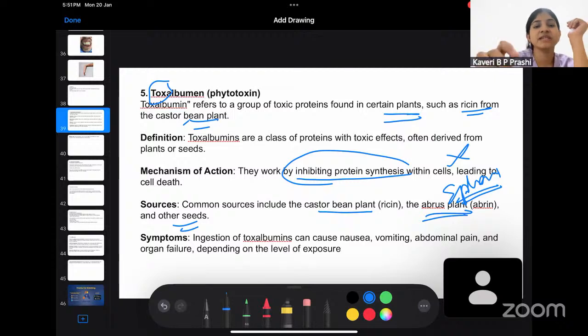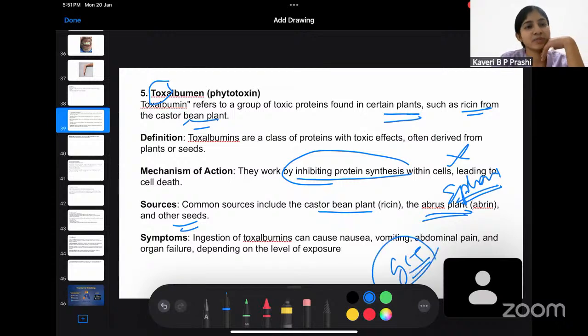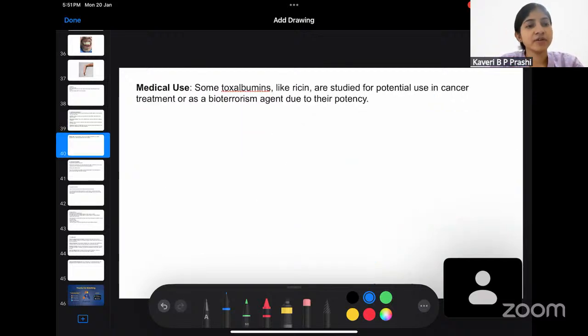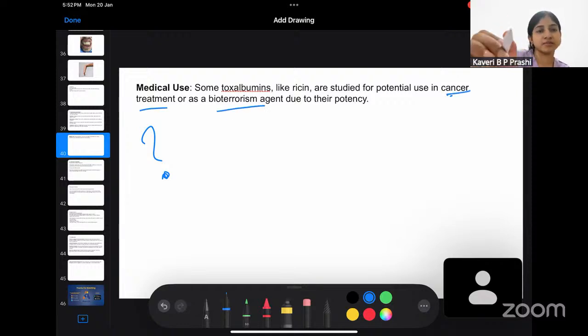What are the symptoms? Ingestion of the toxalbumin can cause nausea, vomiting, abdominal pain. So remember that the GIT symptoms are the most commonly seen symptoms. Nausea, feeling of vomiting, actual vomiting, abdominal pain, and organ failure, depending on the level of exposure. Do these toxalbumins have medical use? Yes. Some toxalbumins like resin are studied for potential use in cancer treatment or as a bioterrorism agent due to their potency. So this is the medical use. What are those? Cancer treatment as well as bioterrorism.